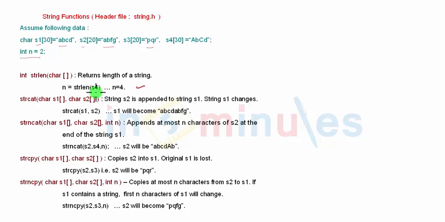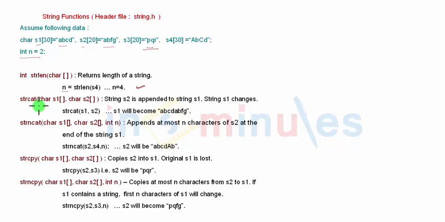So strlen of s4: s4 is abcd, so obviously the length of that string will be 4. If I had strlen of s3, it would be 3 because it has 3 characters. So it gives you the number of characters in a given string. That value is given as a return value that we can use further in our program for processing.